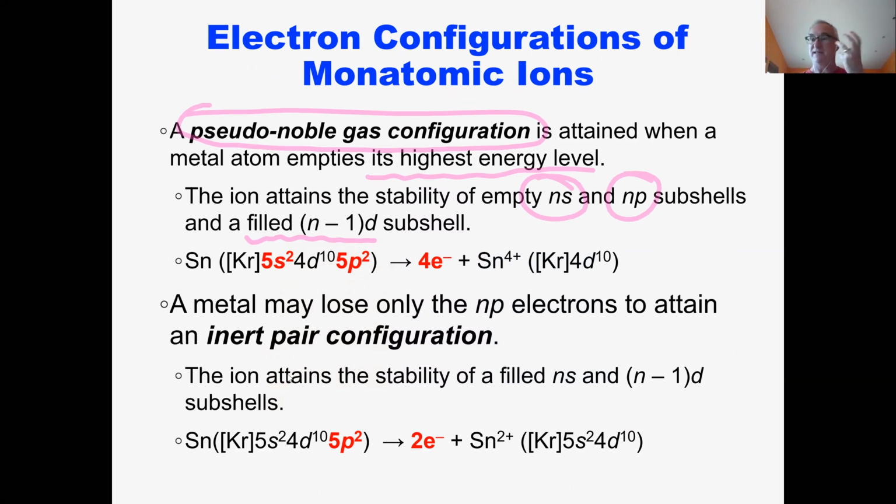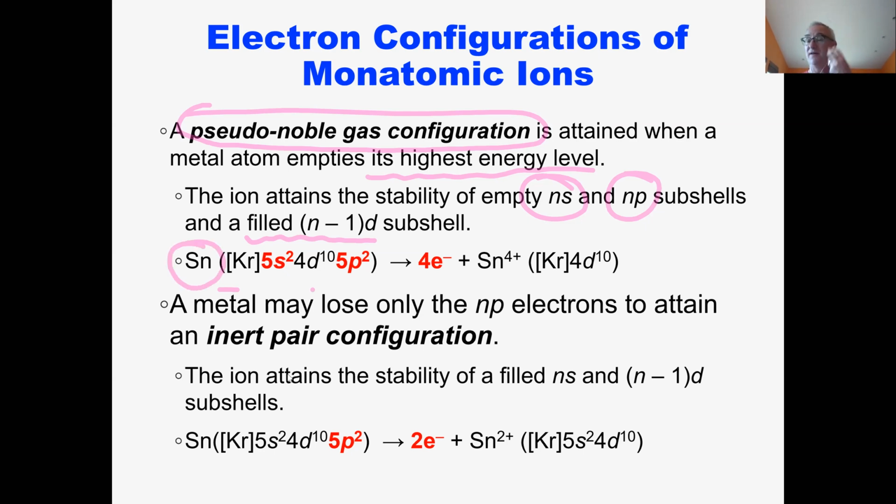So for instance, if its 5th shell is filled and the 6th shell has electrons in the S and the P, it'll just dump all of those, leaving you with a filled subshell, a filled shell below it. Like for instance, here's tin.